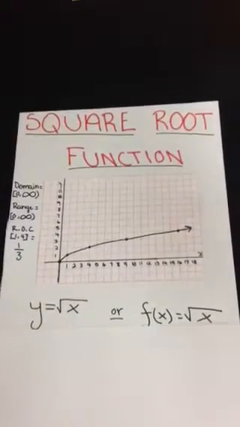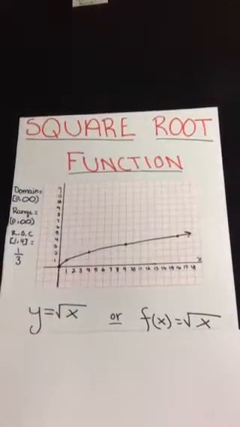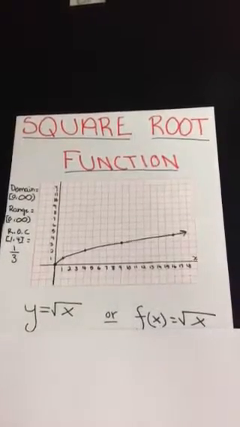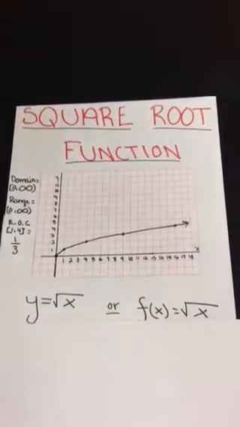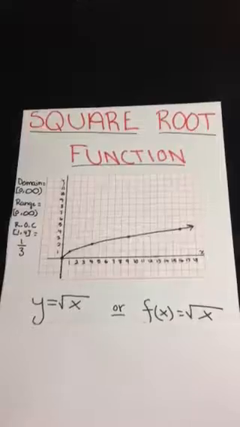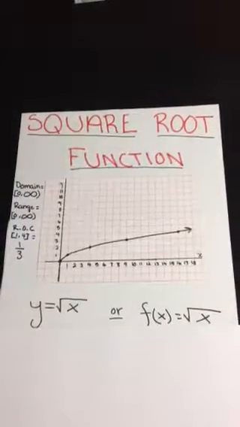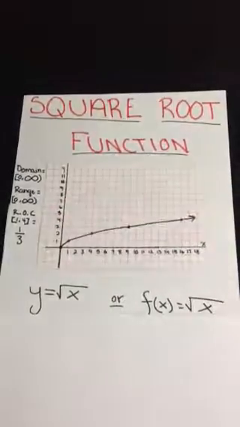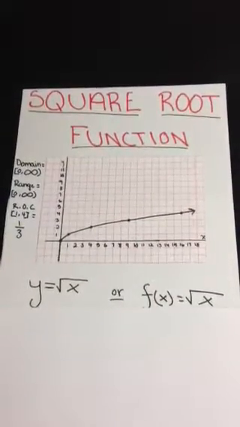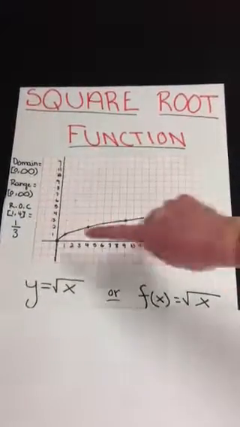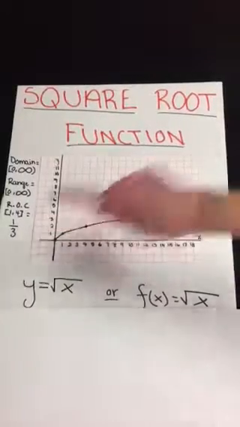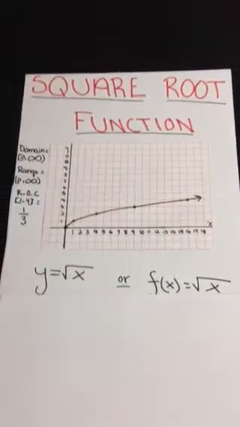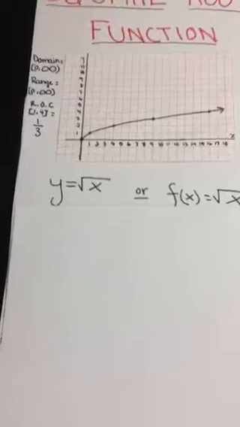The parent function for this function is y equals the square root of x, or f of x equals the square root of x. The range of the parent function is 0 to infinity, and the domain is also 0 to infinity. The function is always increasing. The rate of change for the parent function over the interval 1 to 4 is 1/3. Okay, now let's see what happens when you alter the parent function.